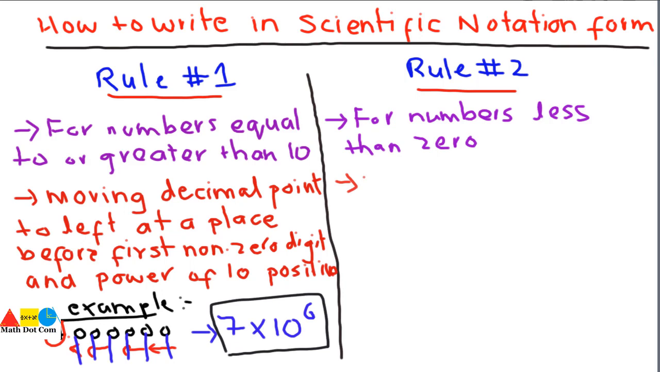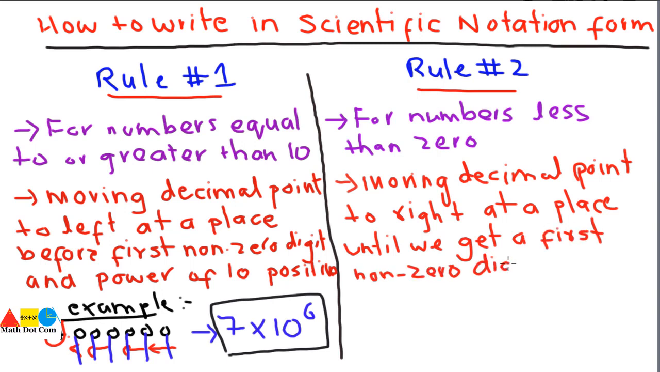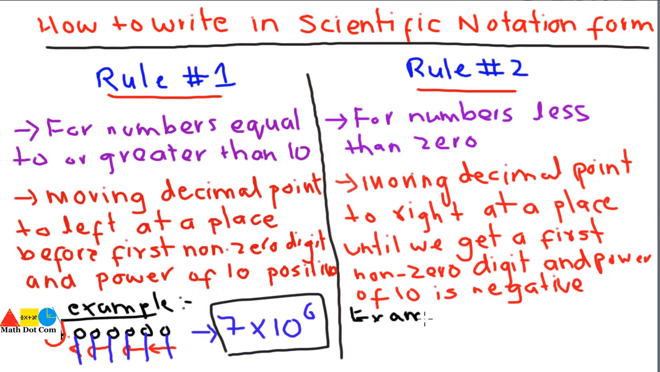notation form. Move the decimal point to the right until we get the first non-zero digit, and the power of 10 will be negative. So this is the rule for numbers that are so small that if we represent them in the form of scientific notation, it will be better because it becomes easier to compute them. Let's have an example.